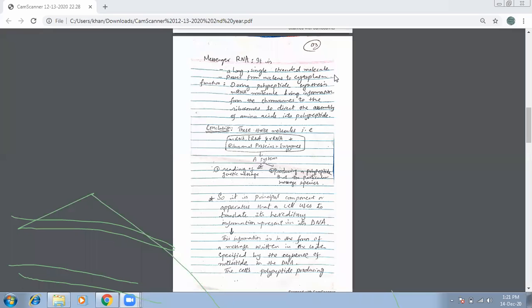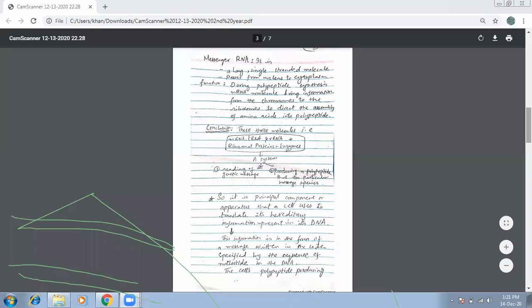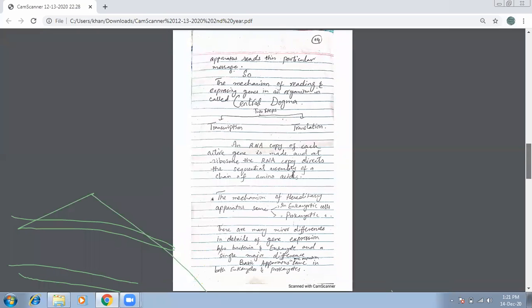So the information is in the form of a message written in the code specified by the sequence of nucleotides in the DNA. So this whole apparatus is involved in making of protein. DNA is the boss which is residing in the nucleus, and it is not coming directly in the cytoplasm. It is sending its three managers, that is messenger RNA, transfer RNA, and ribosomal RNA in the form of whole ribosome to the cytoplasm to do the work of DNA given to them.